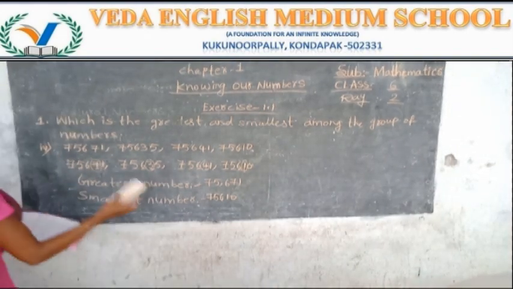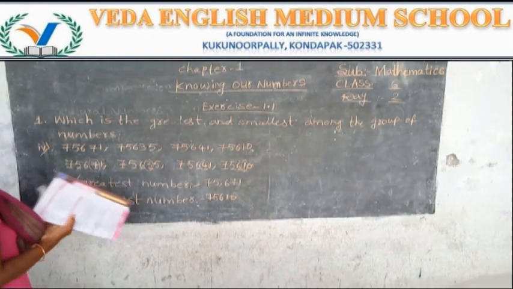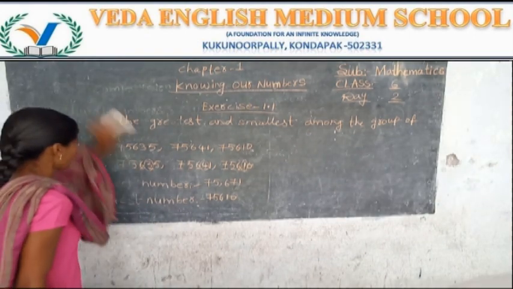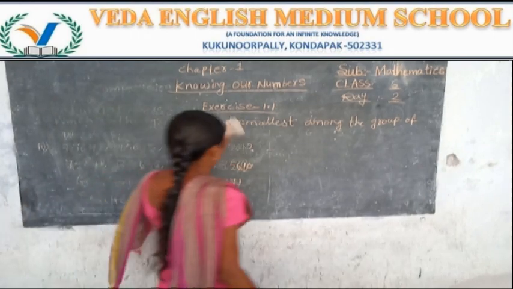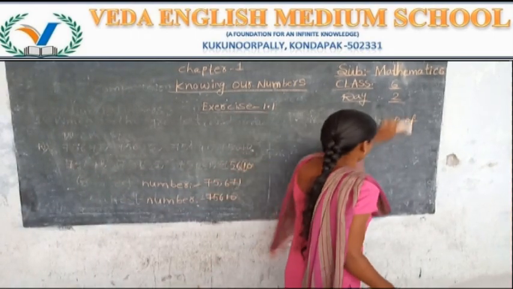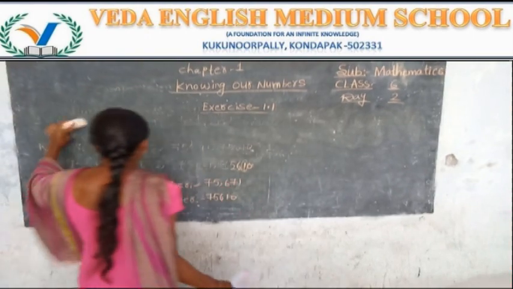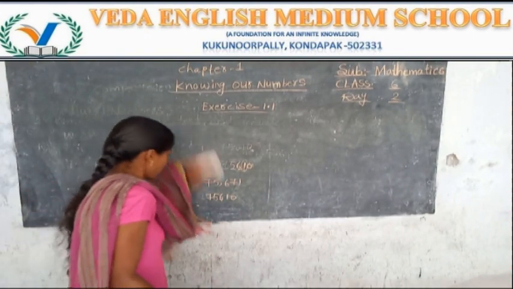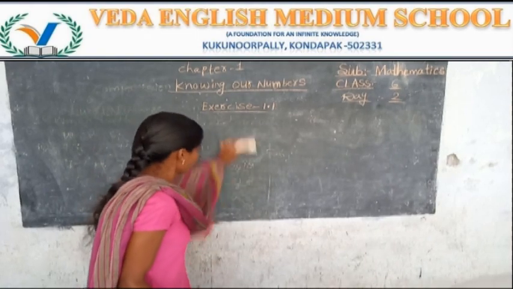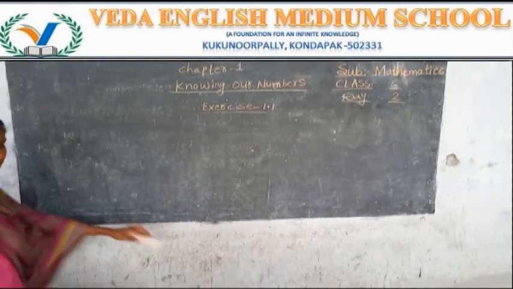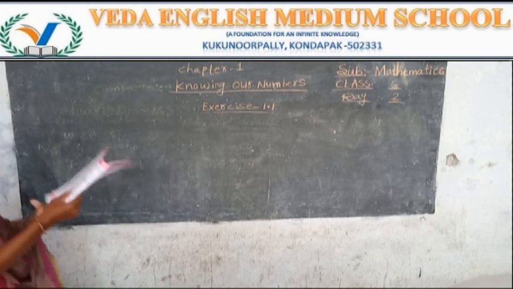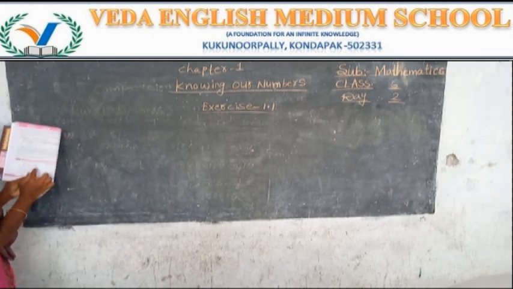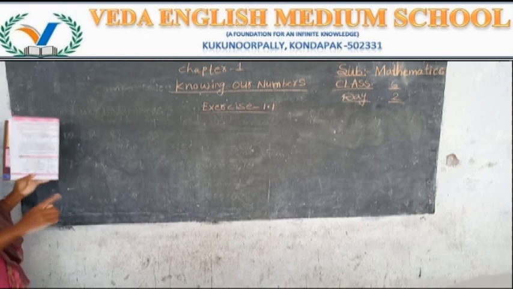Now see the second bit, Nana. The second bit is to write the numbers in ascending order, that is, increasing order.